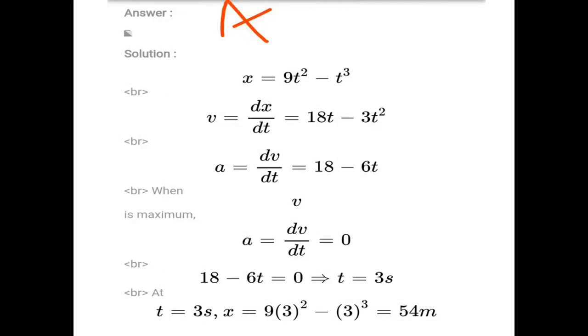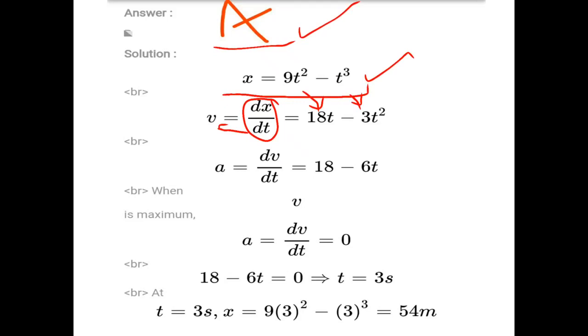The option for question number 4 is option A, the correct answer. They have given the equation x is equal to 9t square minus t cubed. If you differentiate x with respect to time, that means dx by dt, it will give the velocity. So 9t square becomes 18t, t cubed becomes 3t square. So 18t minus 3t square is dx by dt. Again, if you differentiate, 18t becomes 18, 3t square becomes 6t. So we get 18 minus 6t.